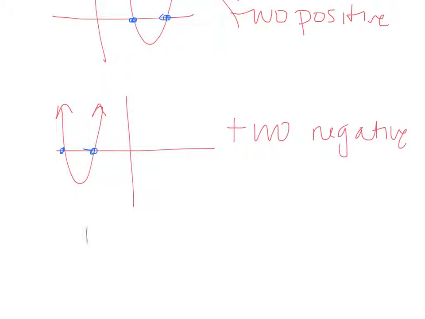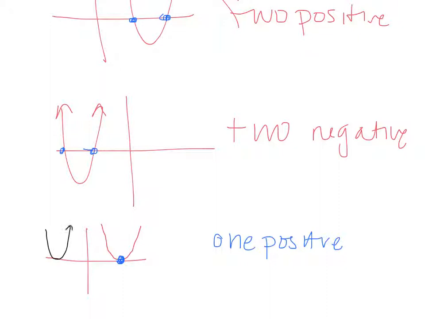And then if it only had 1, because that's sometimes an option as well, then your graph would look like this, where it just comes down and touches the x-axis. So this would have 1. And this case would be 1 positive. If it was over here, it would be 1 negative.